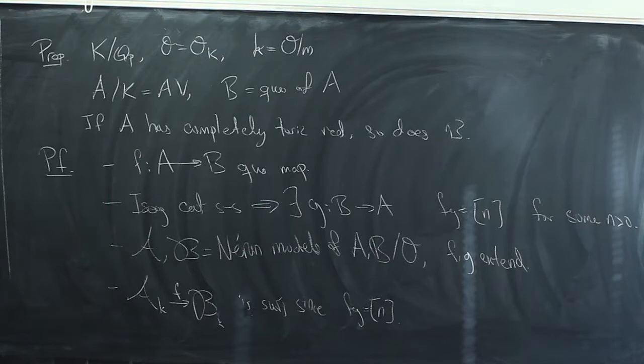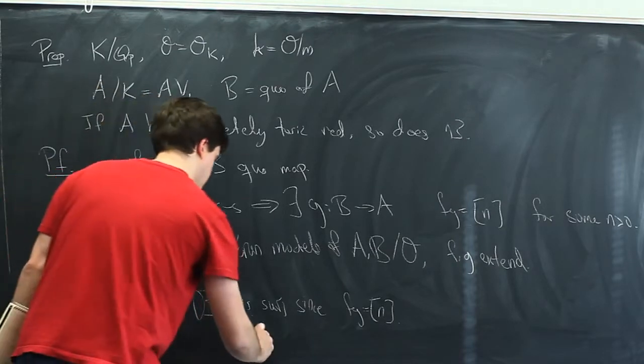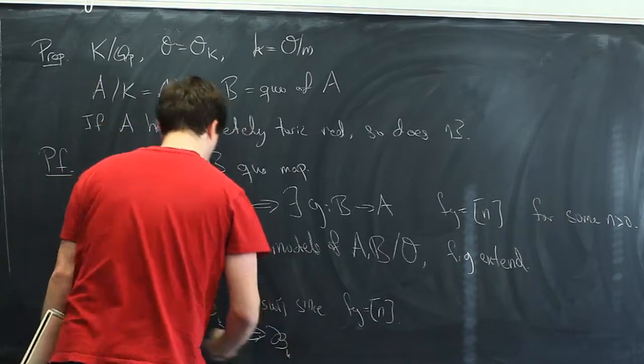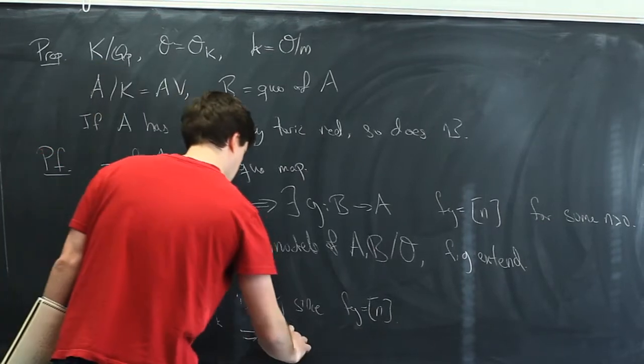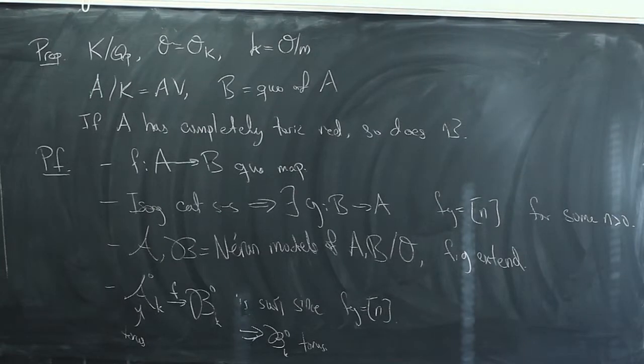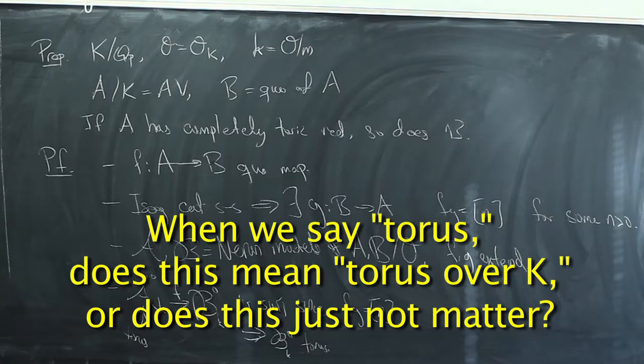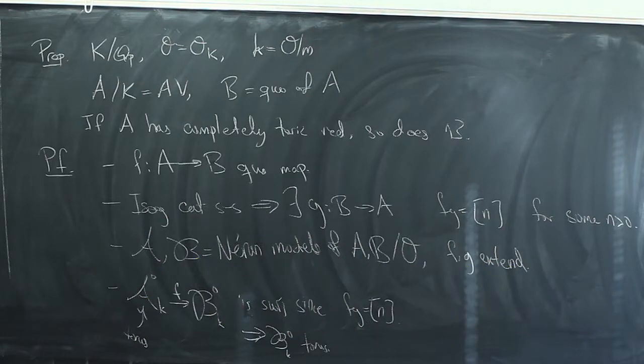And we're assuming that A_k is a torus, so this implies that B_k is a torus. Maybe I should say on the identity components. I mean, no, it doesn't matter. Torus over k means that over k bar you're some product of G_m's. All right, so that takes care of this.